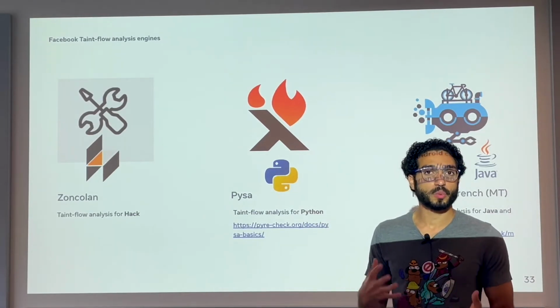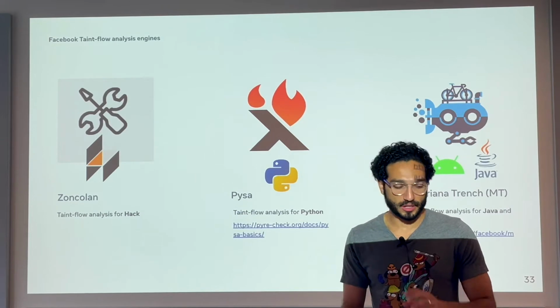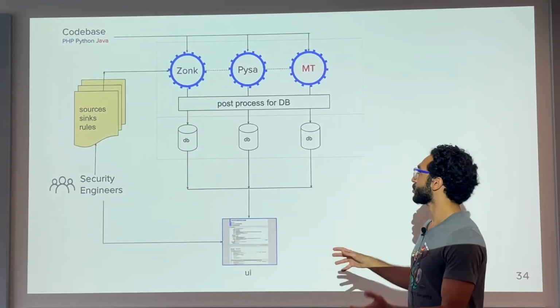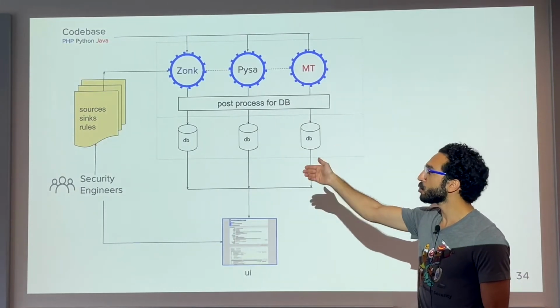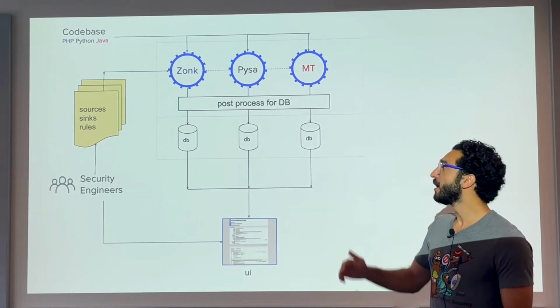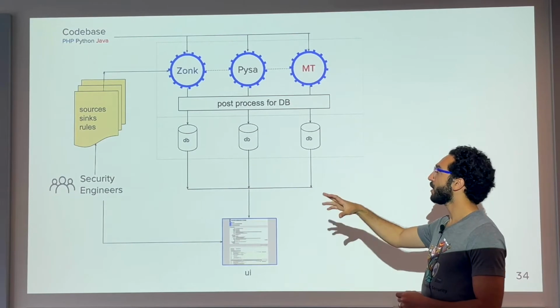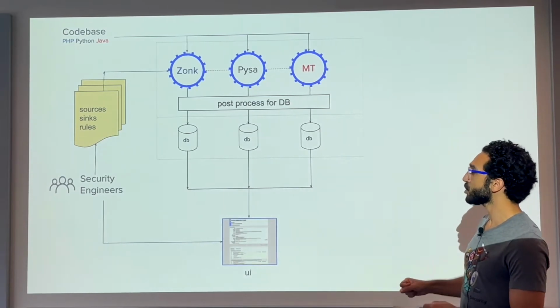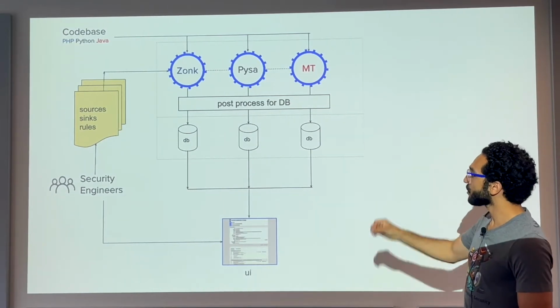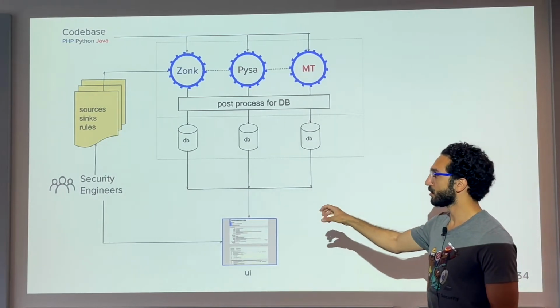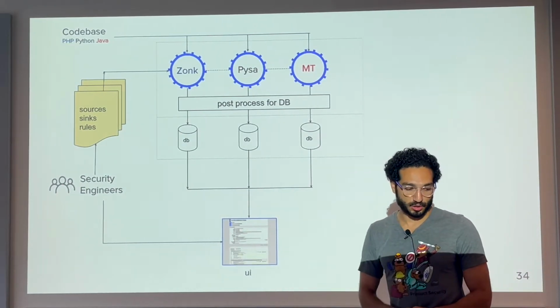To see how these work and when they work, let's look at this architecture diagram. Security engineers define sources, sinks, and rules for every tool. Depending on the code base, we run the correct tool. So for PHP, we run Zoncolan. Python, we run Pysa. Java, we run Mariana Trench. We analyze the code, and store the result in the database for later consumption or triage by security engineers.